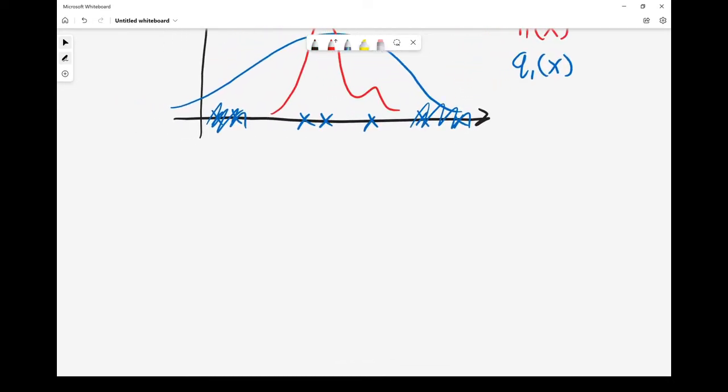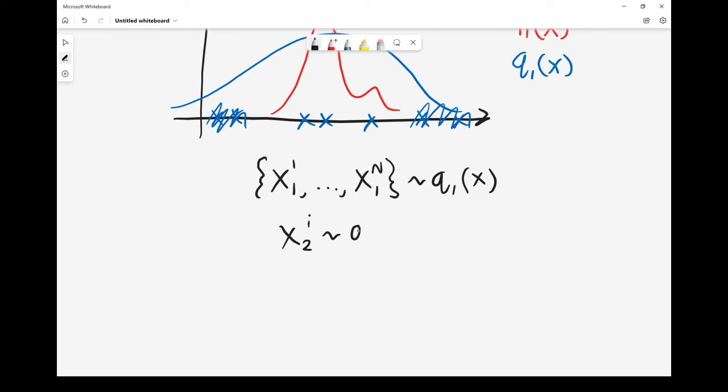So we know we've got our initial set of samples. I'll use a subscript 1 now. So we generated 1 to n of those, and they came from Q1. Now we're going to generate a second set where we say that x2, our ith sample, iteration 2, comes from some other proposal, which now is conditional on our ith sample of x1.